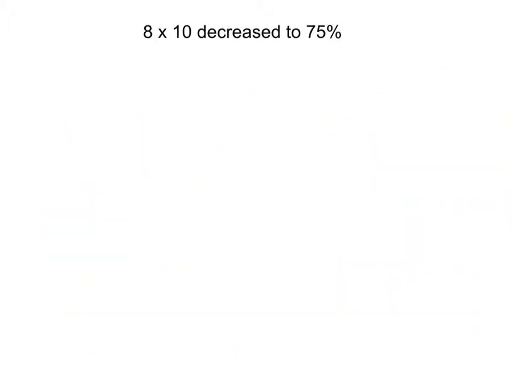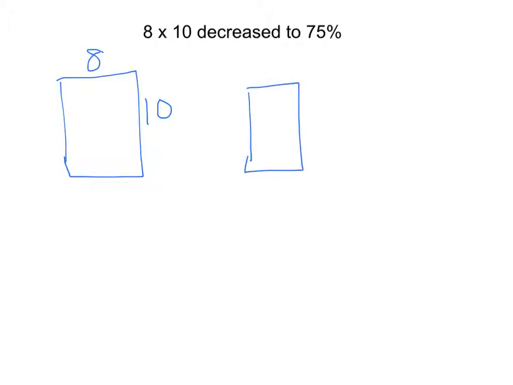Now, the other type of problem you could be doing is a reduction. A reduction is to make something smaller, to decrease it. So in this case, I have my 8 by 10 again. But this time I'm going to make it smaller. Now I'm decreasing it to 75%. So that means I'm going to just find out what 75% is and I'm done.